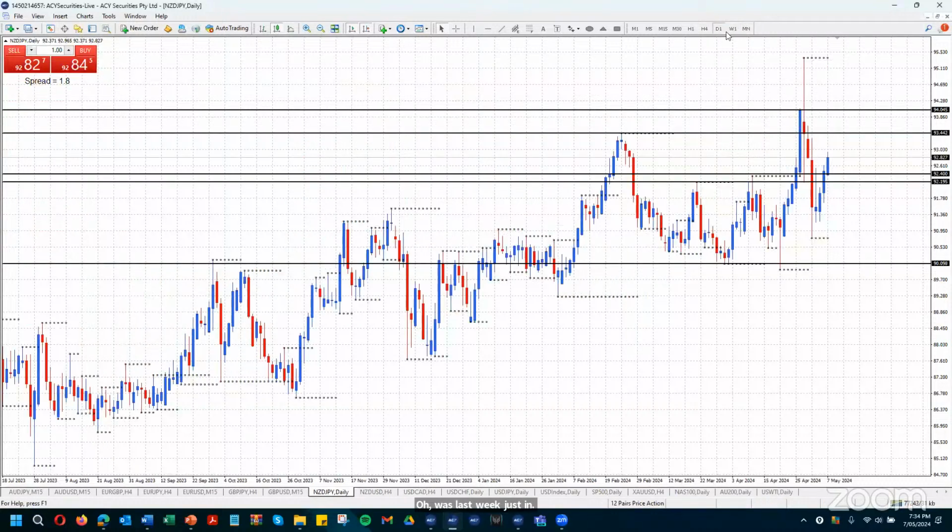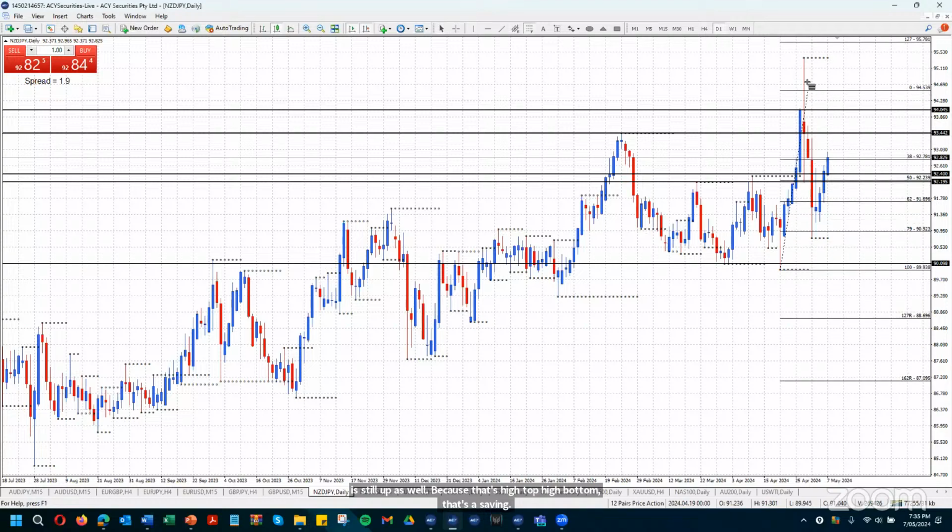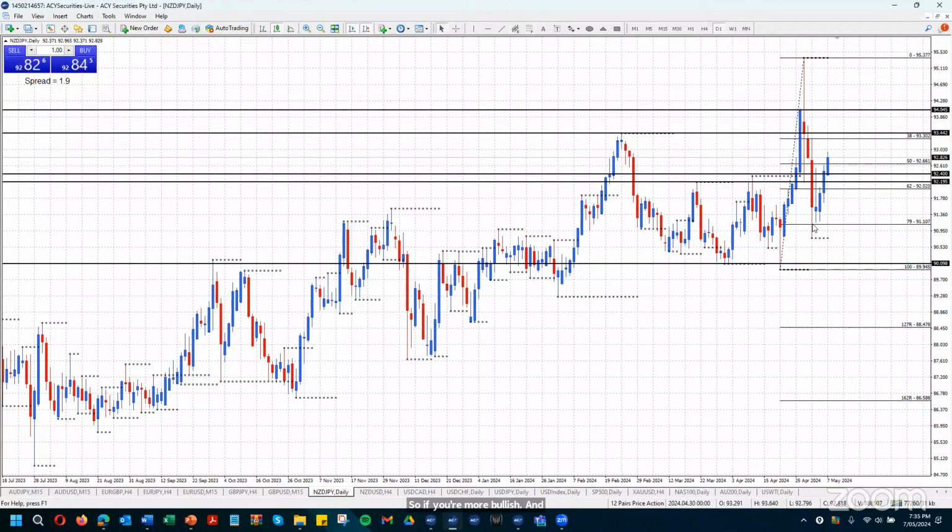All right, the day chart trend is still up as well, because that's higher top, higher bottom. That's a 79% retracement. So if you're more bullish than bearish with last week's reversal, you should have been getting long down here. At least now, if you're long in that area, because I got long Friday on the dollar, on the euro yen, I could have held my position because I got pretty much long close to the bottom of the day.